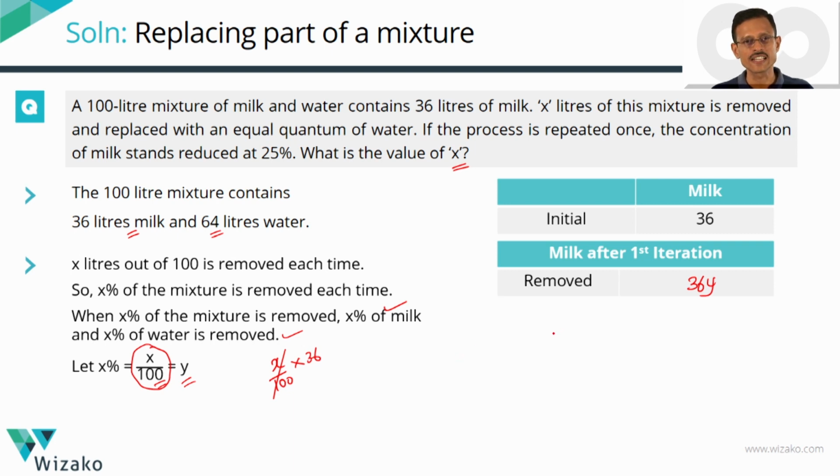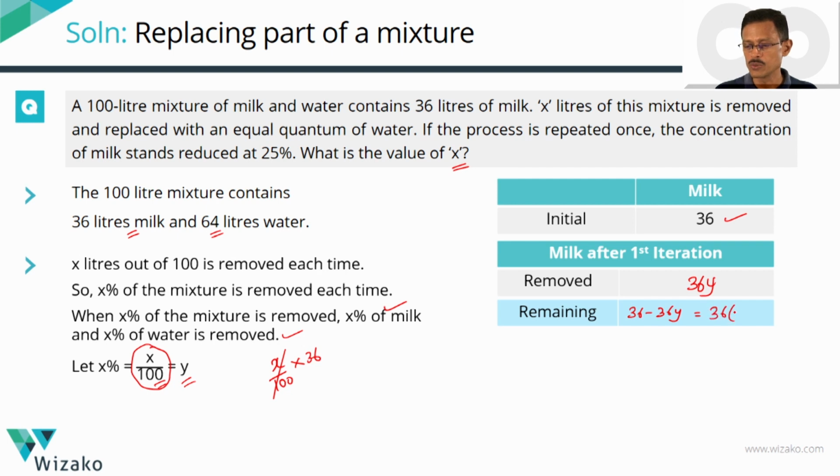So at the end of the first iteration, how much milk will be left? We started with 36 liters of milk. We removed 36Y. So the amount of milk that will be remaining will be 36 minus 36Y. I'll simplify and write it as 36 into (1 minus Y). At the end of the first iteration of removing X percentage or X liters of the mixture and replacing it with X liters of water, how much milk will be left? We'll be left with 36 into (1 minus Y) milk.